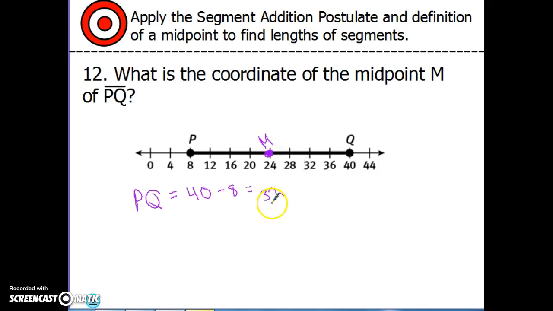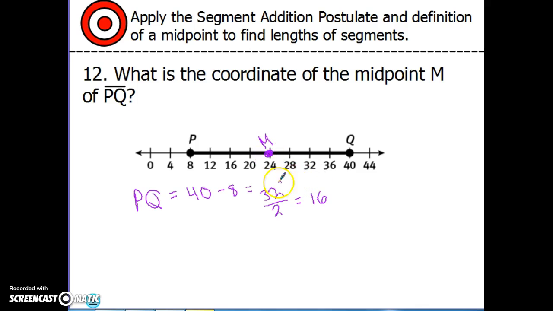I could also do it with this number, because remember, the midpoint divides the segment into 2 congruent pieces, which means if the whole segment is 32 units long, if I divide by 2, that would give 16. Means that the midpoint must be 16 units away from either of the endpoints because each of the halves are 16 units long. So then I could come here and say, well, if this one's 8, 8 plus 16 is 24, or I could go the other way, 40 minus 16 is also 24. Either way, I end up at this midpoint at 24.